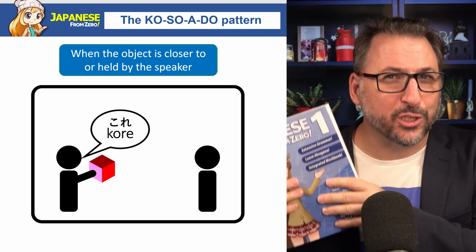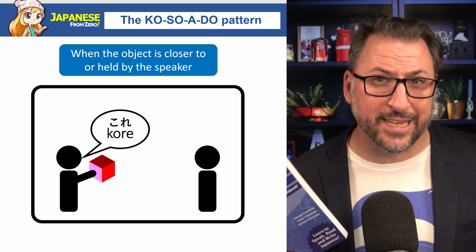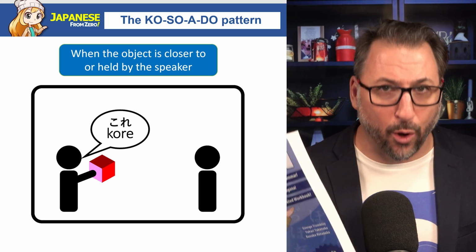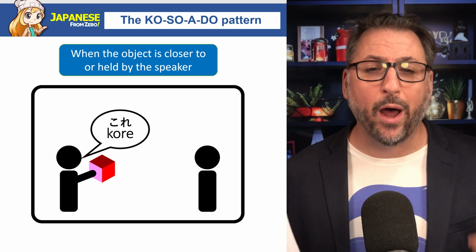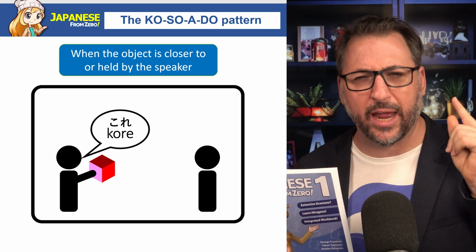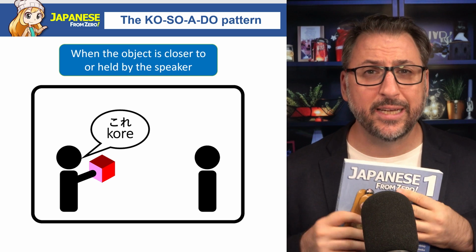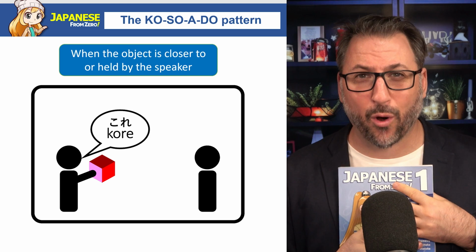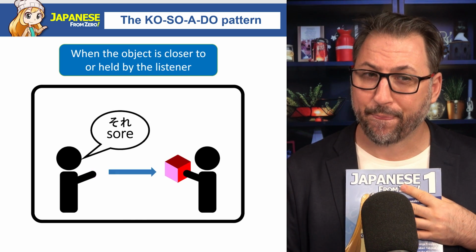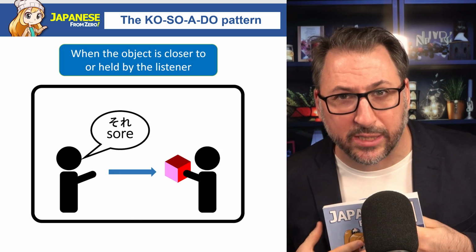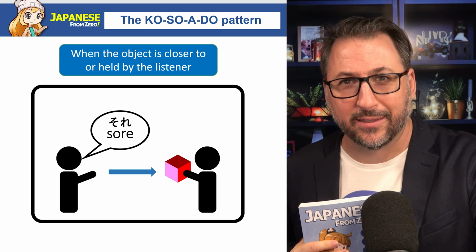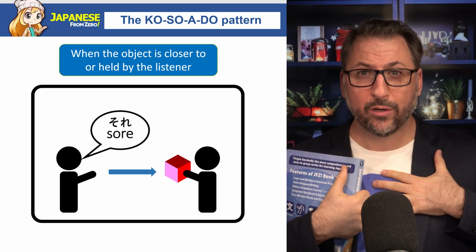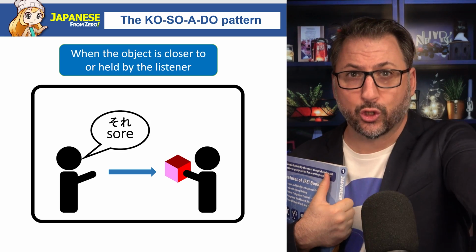Now, when an object is closer to the speaker, you would say this. Kore. Just like English, you say this. Think about it. We only use this when we're talking about something that is close to us. What is this? Kore. But what if someone else is holding something? We wouldn't say, hey, what is this? Because this is only used for when we're holding it. Same thing in Japanese. Kore. If someone else is holding it, in English we say, what is that? That. And in Japanese, it's sore. Sore. So, ko, so.